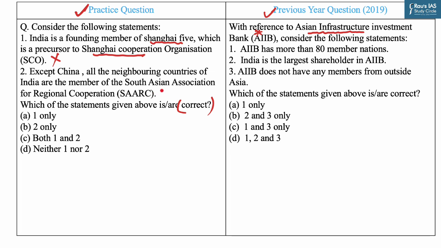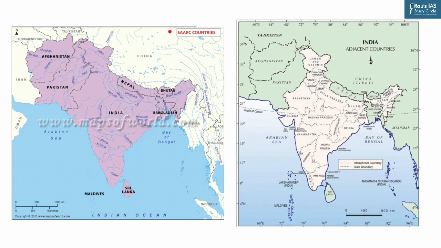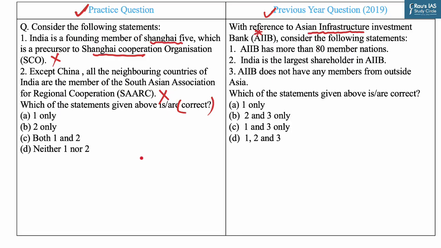Now this statement is again incorrect, as here in this map you can see the SAARC countries, which includes Afghanistan, Pakistan, Nepal, India, Bhutan, Bangladesh, Sri Lanka and Maldives. And here in this map you can identify the neighboring countries of India, and if you compare it to the SAARC membership, you will find that along with China, Myanmar is also a neighboring country which is not a member of SAARC. So as you had to find the correct statement, our answer would be D, that is neither 1 nor 2. Answer for this PYQ is A, that is 1 only.